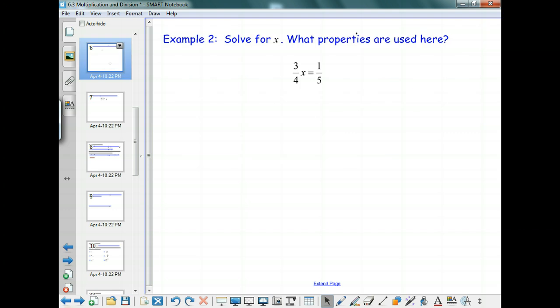All right, so we're going to solve the equation. At every step of our equation that we solve, we're going to justify by one of the properties that we just talked about. Okay, so what would you like to do? There's several things you could do. Somebody give me an example. What would you like to do first?